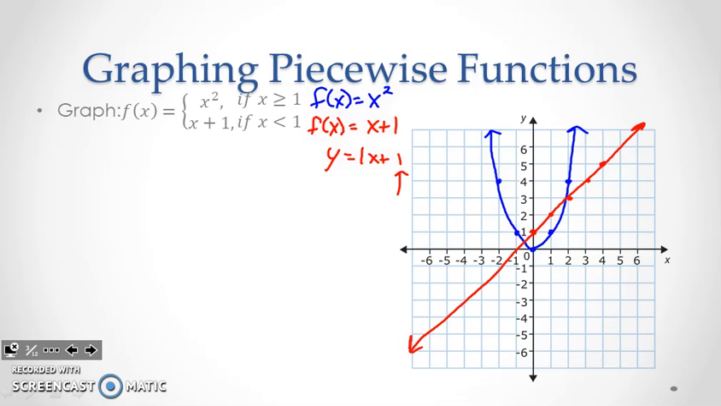Okay, so that is both of our two functions. So we put both of the functions on the graph. Then we need to identify what our split point is. And the split point is going to be where it changes from one function to the other. So on this graph here, our split point is at 1.